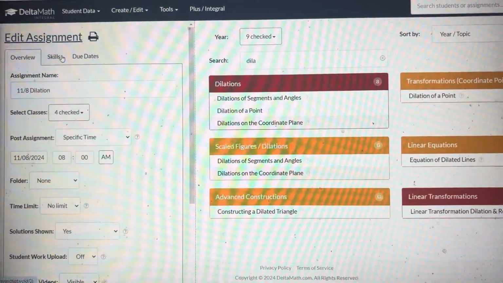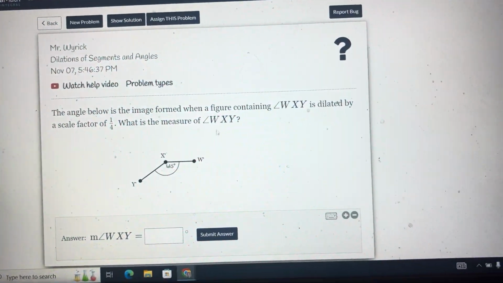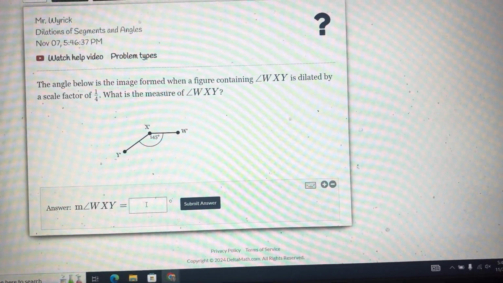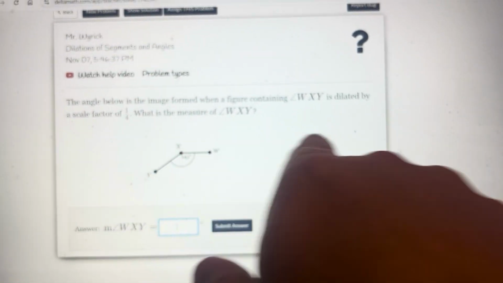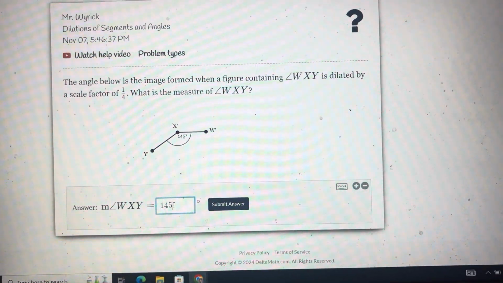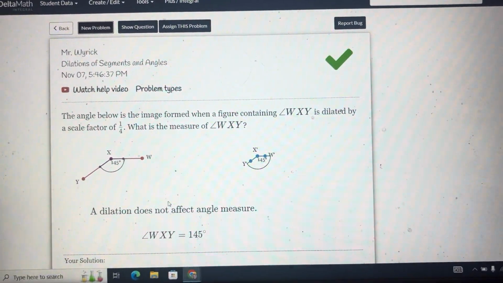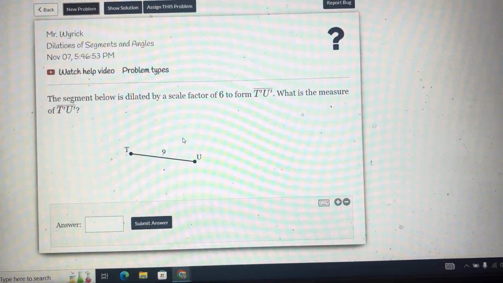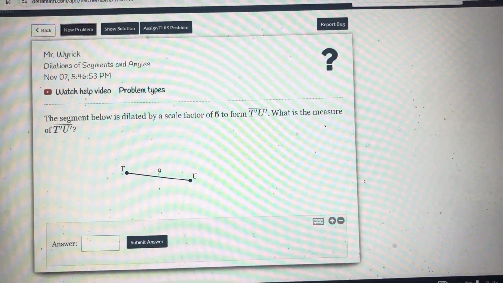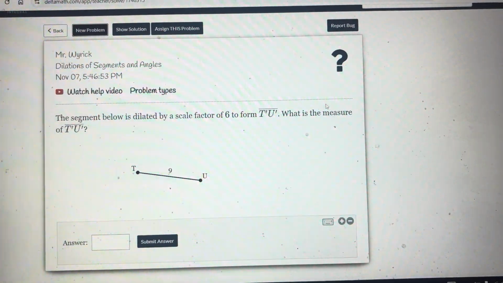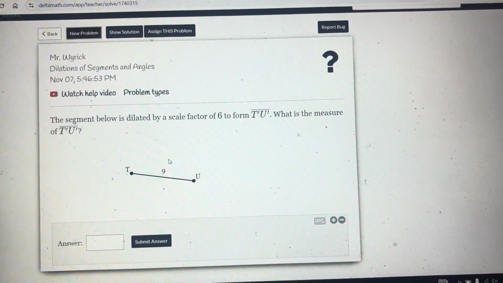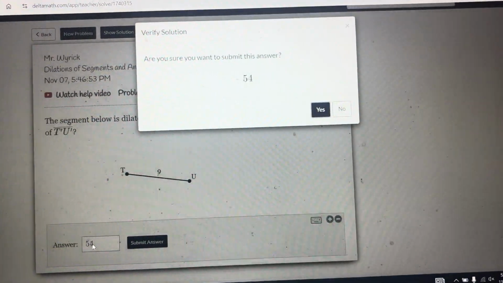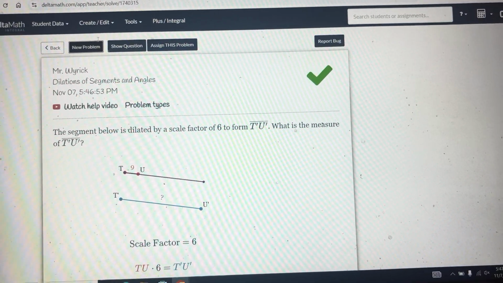When we look at the skills here, the first one is dilations of segments and angles. This is funny because I'm not sure why they actually put the angles on here. If you dilate these, you make them bigger, it does not change that angle. That angle's still 145. So do not multiply the angles by anything and hope that you get a lot of angle problems, because it's going to be easy. This segment below is dilated by a scale factor of 6 to form this. What is the measure of T prime U prime? When you dilate by a scale factor, you multiply. 9 times 6 is going to be 54. So my new one should be 54 units long.